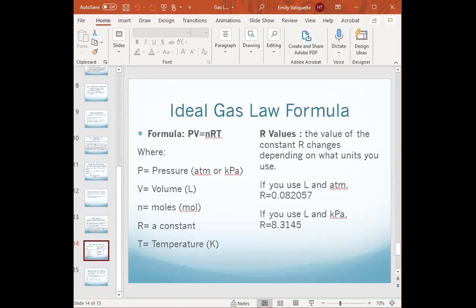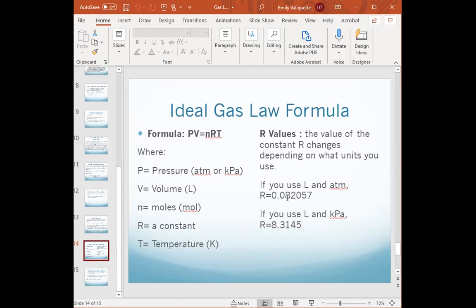So this is the formula for the ideal gas law. It's PV equals nRT. The P is pressure, which we measure in either atmospheres or kilopascals. The V is volume, which has to be in liters. n is, of course, moles. R is just a constant, so you'll just be given that. It's going to be on your formula sheet. And then T is temperature, and it must be in Kelvin.